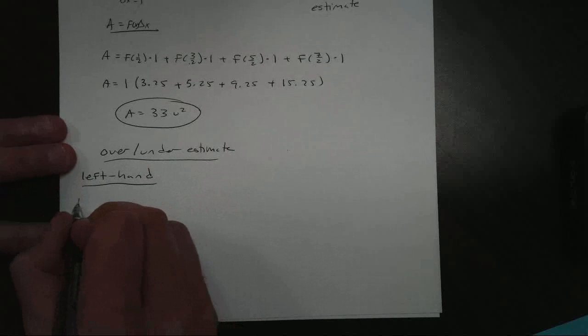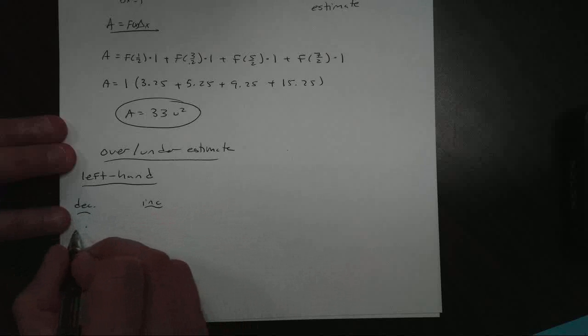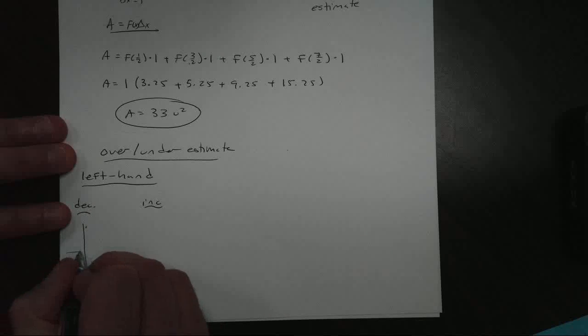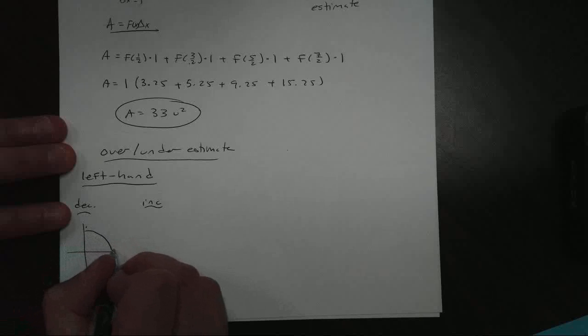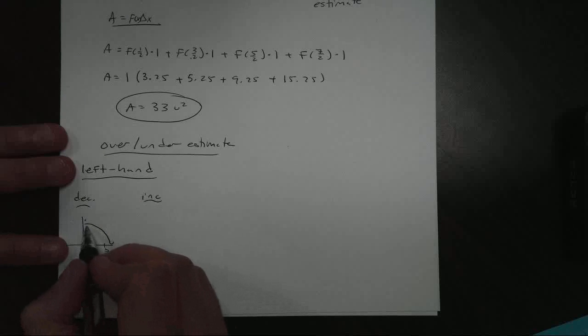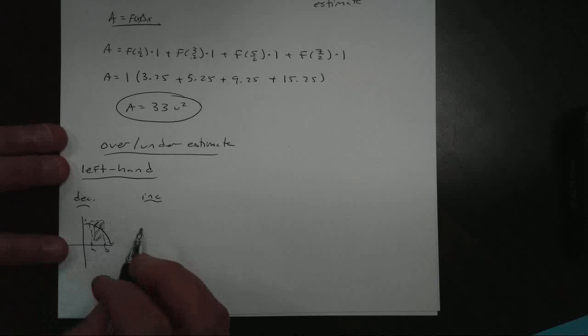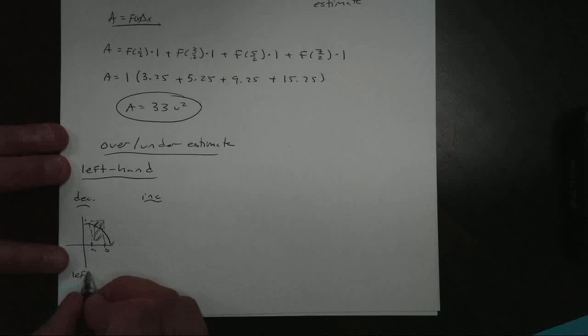If I'm dealing with the left hand rule, let's talk about the function. I have a decreasing function and an increasing function. In a decreasing function, from A to B, ready? If I just kind of sketch this, if I want to find this area, the left hand, I'm going to choose A. If you notice, we have this little part above here, the function, right? This is an overestimate. So if it's a left and decreasing, we have an overestimate.